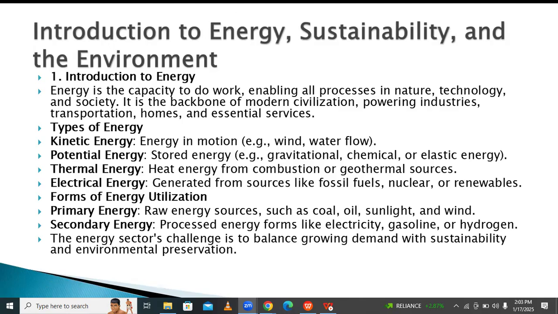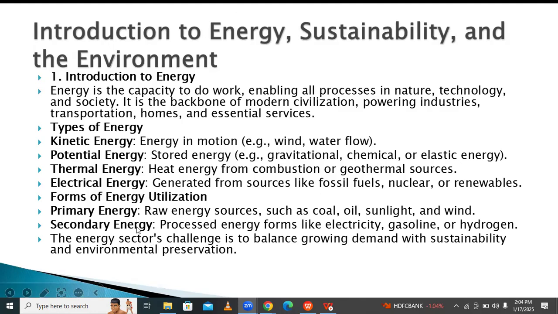Some examples of kinetic energy are flywheels, water flow and wind. Potential energy is stored energy; gravitational, chemical or elastic energy come under potential. Thermal energy is heat energy, from combustion or geothermal resources, which is called geothermal energy. Electrical energy is generated from fossil fuels, nuclear or renewable sources. These are the different types of energy.